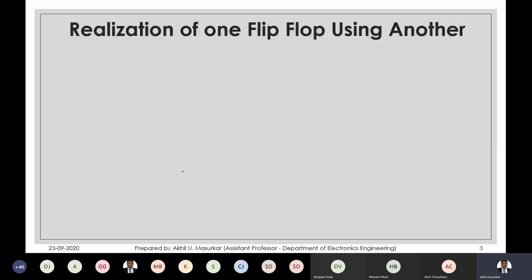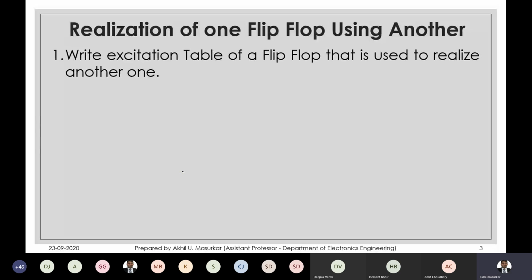In the exam, this is a very typical question which is asked for 10 marks, and you may have to convert one or two flip-flops using another two flip-flops. So please understand the procedure very carefully. First we'll write the procedure down. First, write the excitation table of the flip-flop that is used to realize the other one.